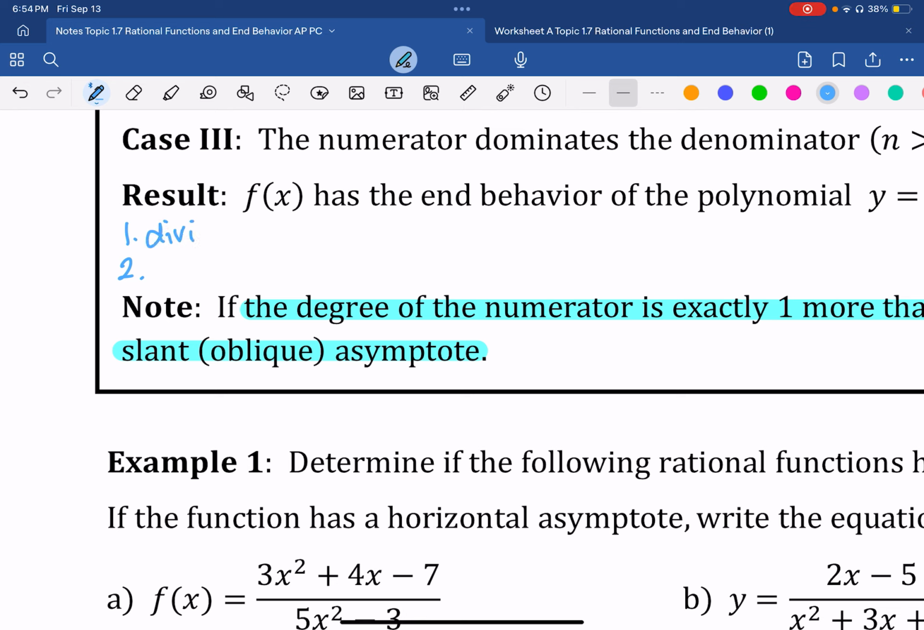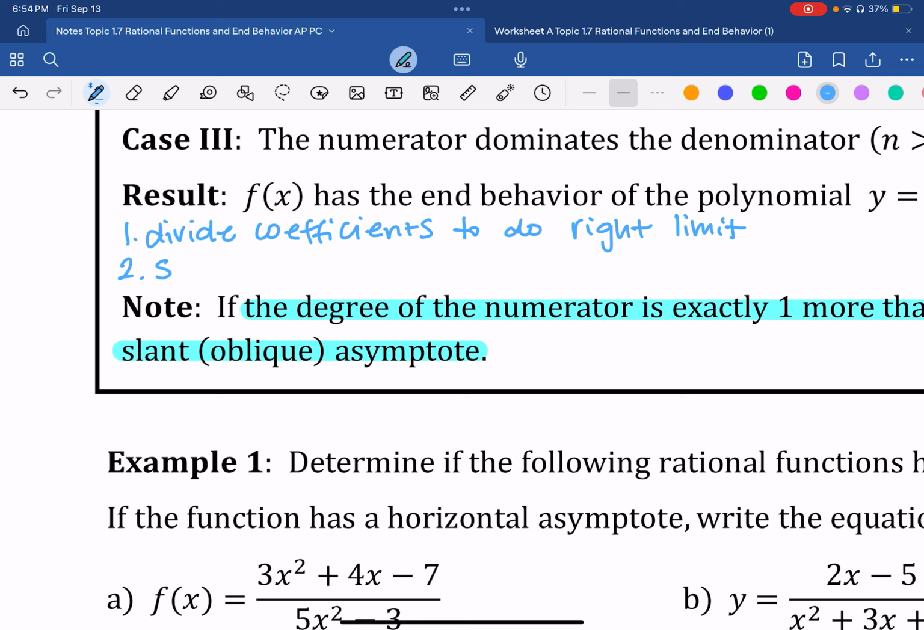For step 1, you're going to divide the coefficients to do your right limit. Remember, in lesson 6, we always did the right side first. So if your coefficient is positive, you go up on the right. If your leading coefficient is negative, you go down on the right.